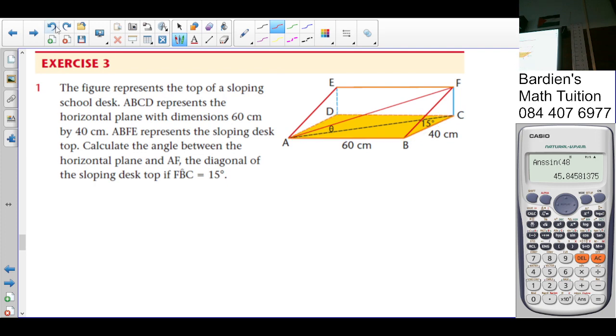The angle between the horizontal plane and AF, the diagonal of the sloping desk, if that angle FBC is 15. So if this is 15 here, firstly, angle AFC is 90. To work this angle out, I need this length here, which I can calculate. Did they give me the height of the sloping desk? No.